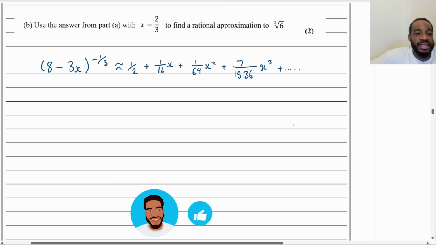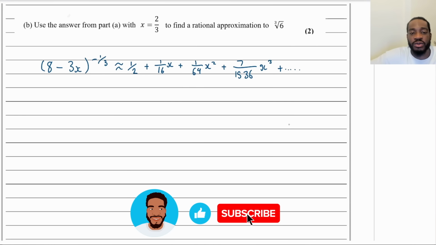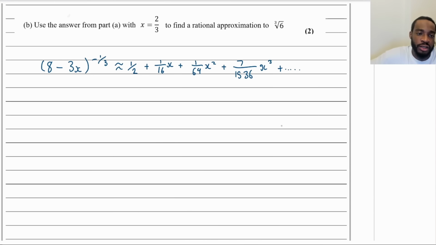All right, so part B says, use the answer from part A with x equals 2/3 to find a rational approximation to the cube root of 6 for 2 marks. So I've just got what we've done in part A summarized, and this is what you should always do, right? They love these types of questions, by the way. Always the end of a binomial expansion question, the part B, etc., finding the approximation. Write down what you've done, which is actually figuring out what the expansion of 8 minus 3x to the minus a third is up until the 4th term.